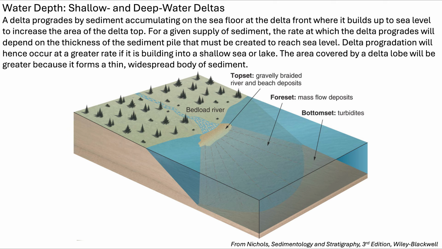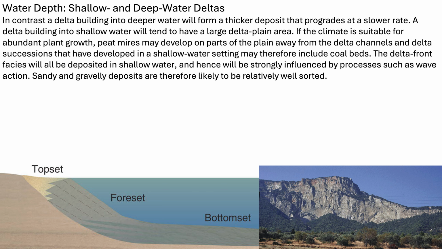For a given supply of sediment, the rate at which the delta progrades will depend on the thickness of the sediment pile that must be created to reach sea level. Delta progradation will hence occur at a greater rate if it is building into a shallow lake or sea, and the area covered by the delta lobe will be greater because it forms a thin, widespread body of sediment. In contrast, a delta building into deeper water will form a thicker deposit that progrades at a slower rate.